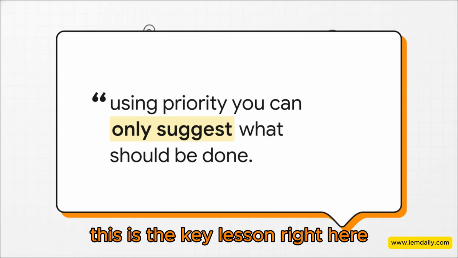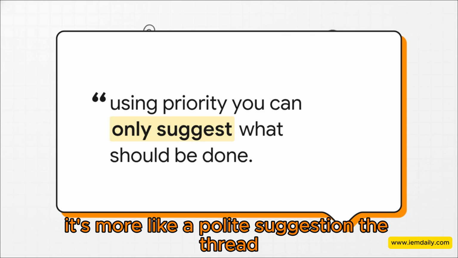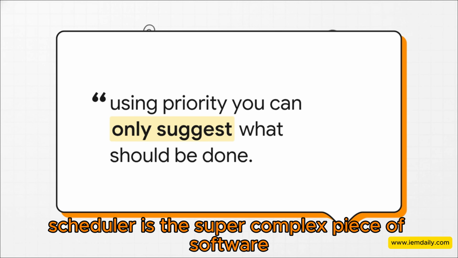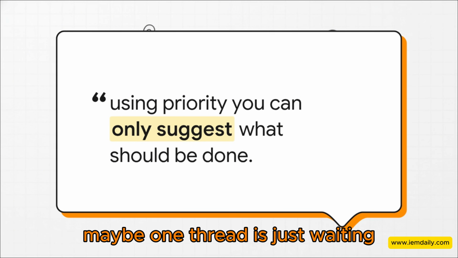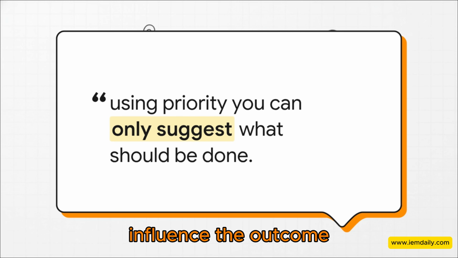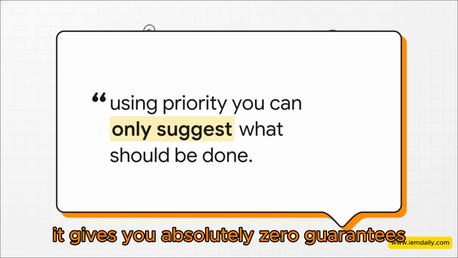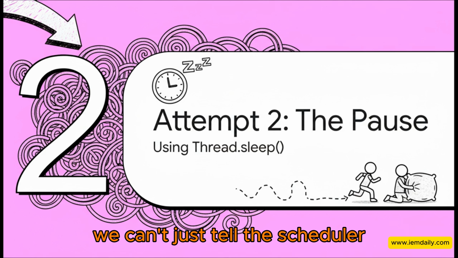This is the key lesson, right here. Thread priority is not a command you issue. It's more like a polite suggestion. The thread scheduler is this super complex piece of software. It might be looking at other things, like maybe one thread is just waiting around, so it gives it a turn. So while setting priority can definitely influence the outcome, it gives you absolutely zero guarantees. Okay, so plan A didn't work. We can't just tell the scheduler what to do.